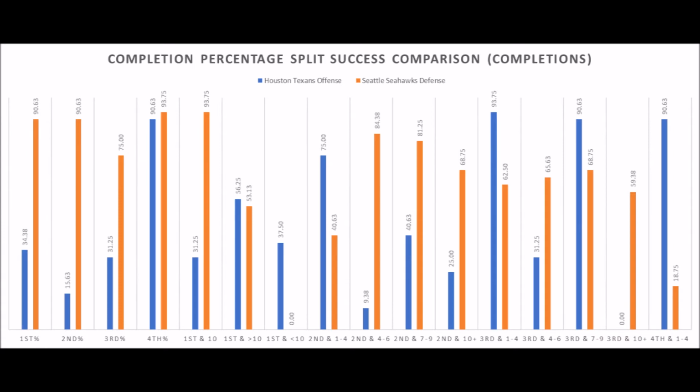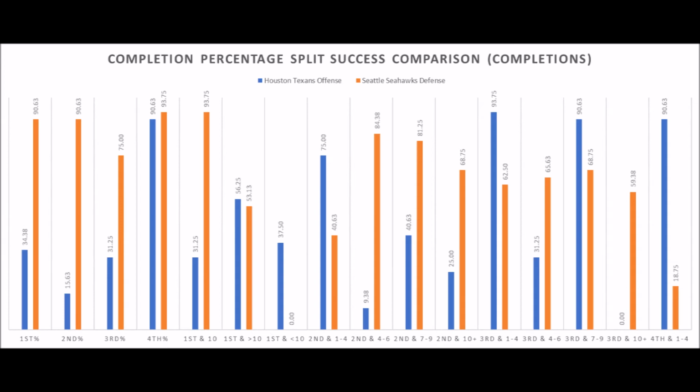So when you look at completion percentage, this is the Texans' completion percentage data versus the Seahawks' defense, and this overwhelmingly favors the Texans. Not the Texans, but the Seahawks, excuse me. This is going to be a very big test. This is probably the biggest test that Deshaun Watson has faced all year. This Seahawks defense is no joke when it comes to preventing completions, and I think this is going to be a key matchup to see what happens because of this issue.